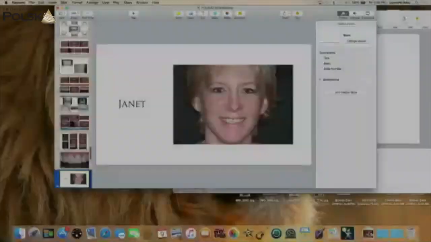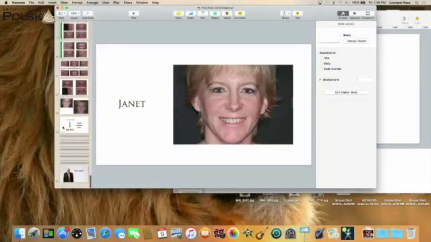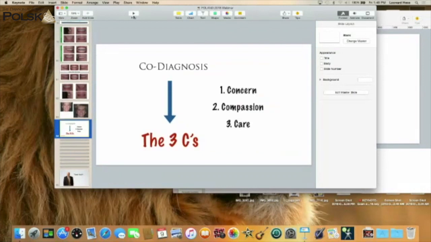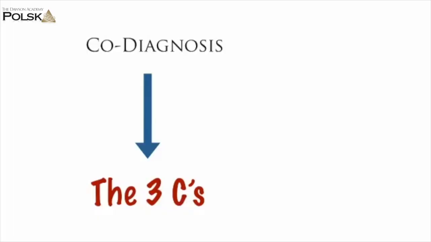Well, I think we don't quite have enough time to look at the last case that I had. So let's just go back towards the end of our restoration and presentation. And what I want to tell you is that when we go through this process, we always want to think about co-diagnosing problems with our patients.